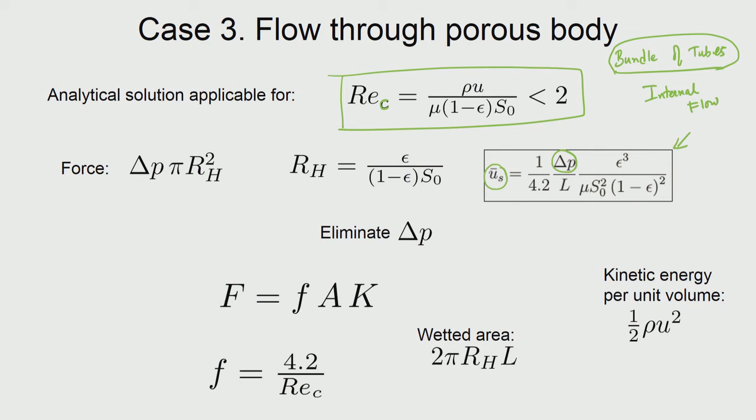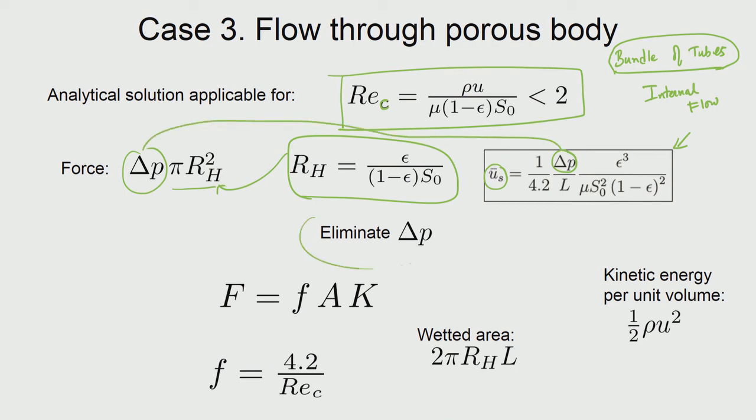So, when we say u in porous medium, that means superficial velocity, and the force term is nothing but delta p into the cross sectional area over which the pressure is acting, which we model as pi r square, because it is a tube, and the cross sectional area is pi r square, but for r we take the hydraulic radius. The expression for hydraulic radius is already available. So, we use this expression, and the delta p we eliminate using this expression. Then we get the value of F, the force.